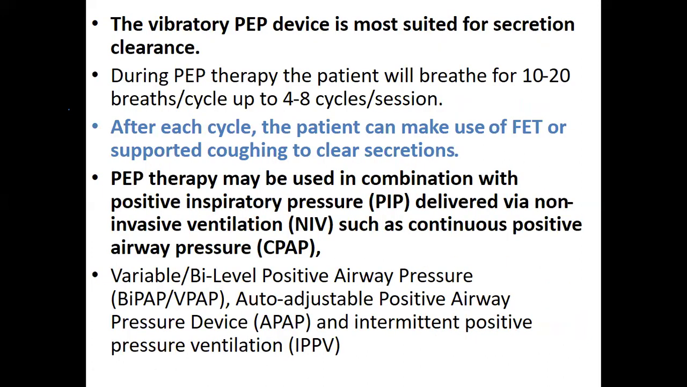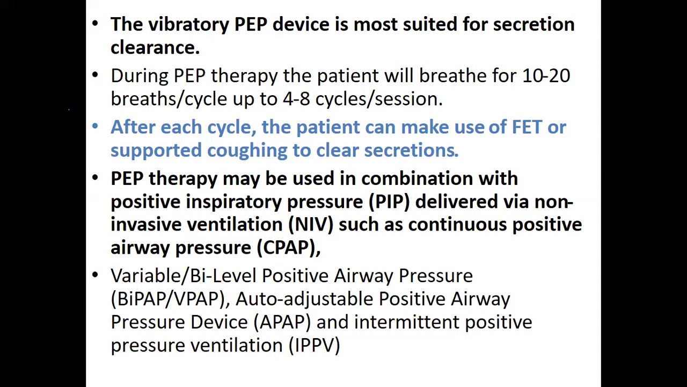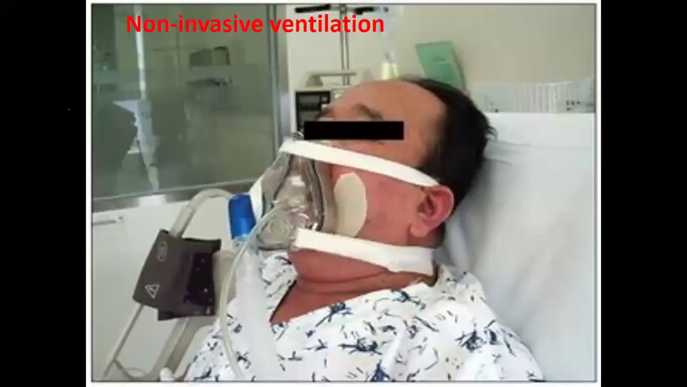The technique continues, but the aim is to have positive pressure build so that they clear the air. So these are just how it can be done. PEP is most suited for secretion clearance, and after each cycle, the patient can make use of FET supported by cough. So all those other techniques that we have been talking about can be employed while using a device that is building positive expiratory pressure.